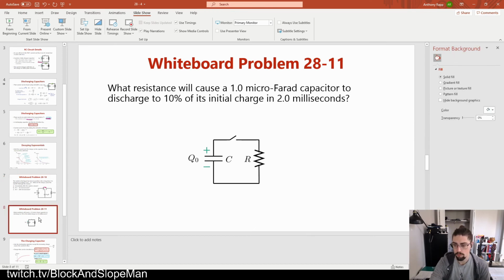So I've got another one here. And it's just a little bit different. Same concepts, still a discharging capacitor. But now we start with some charge on the capacitor, and then we connect it so it starts discharging through this resistor. We're looking for what resistor we have to put there so that 2 milliseconds in, we're left with only 10% of the charge that we started with.